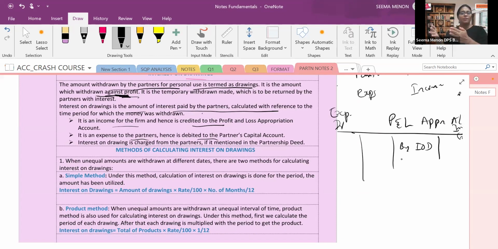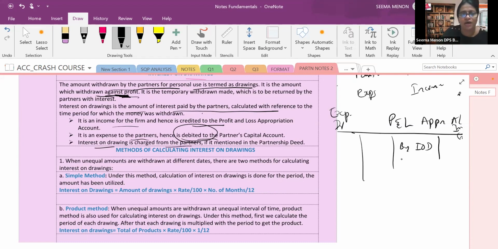One account is P&L appropriation. The second effect is that because of the payment of interest on drawings, partners' capital account will be reduced. So you will be debiting partners' capital account. You should know that capital is a benefit to the firm. Whenever there is an increase in the capital, it will be credited. But because of the payment of interest on drawing, partners' capital will be decreased. Whenever there is a decrease, what will you do? You have to debit partners' capital account.